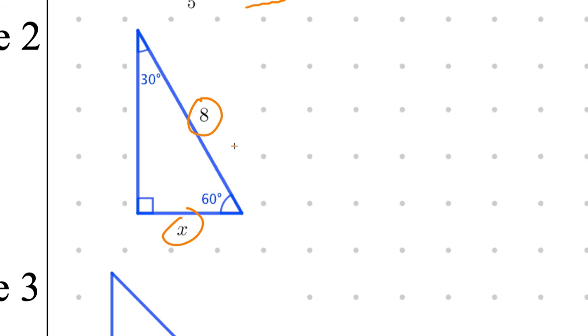I need to move from 8 to x. What operation do I do? To get to x, x is going to equal what? With a quiet raised hand. X is going to equal, Sergio? Divide by 2 and you get 4. Done. Box it.